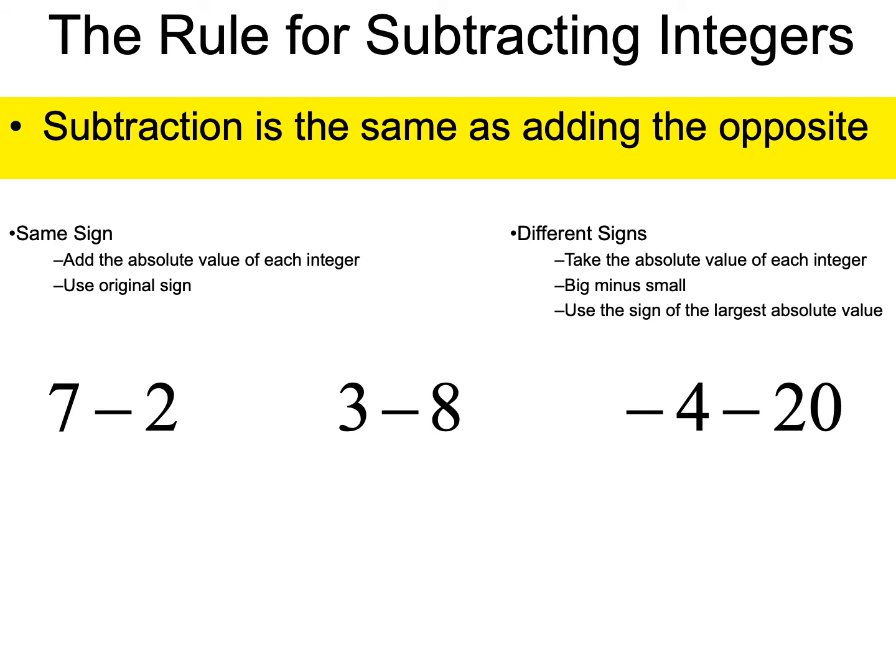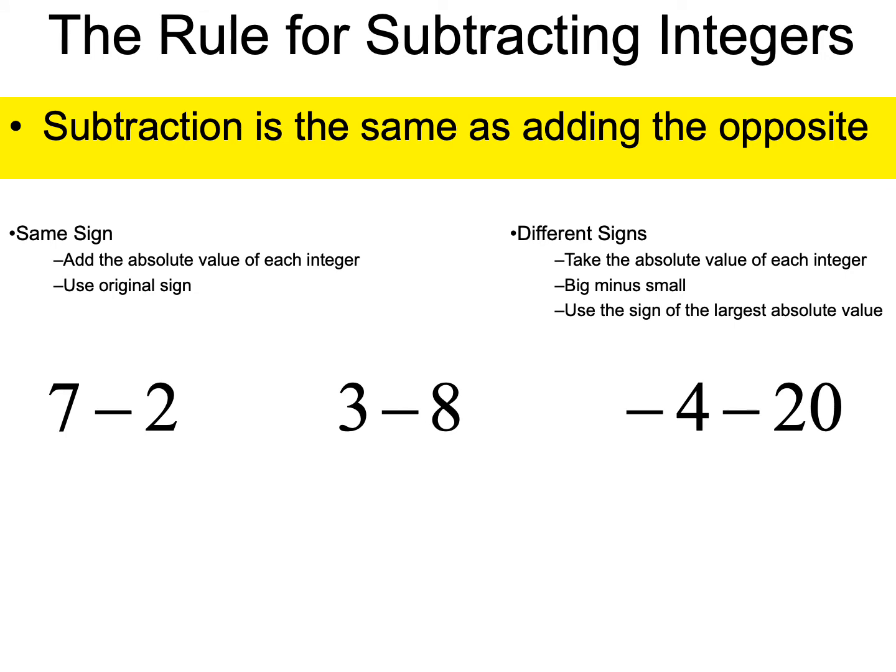So how does this actually work? Remember, we don't have subtraction rules. We only have addition rules. So check it out. Each one of these, 7 minus 2, 3 minus 8, negative 4 minus 20. Each one of these three examples is subtraction.